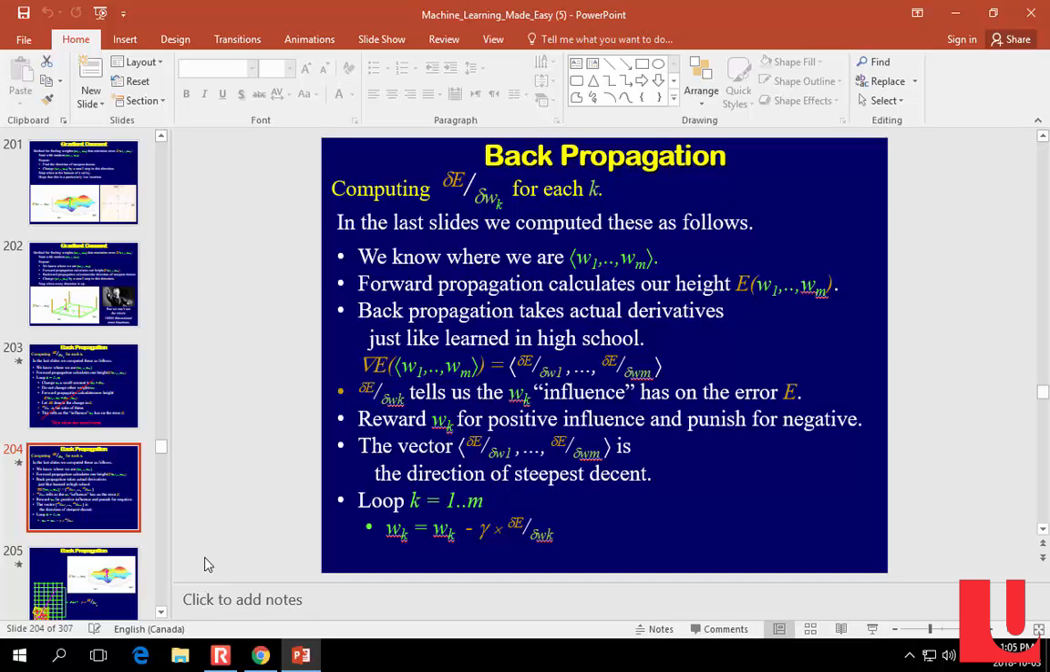So the direction of steepest ascent, because it's going up. Yes. It's going up. How do we know? We calculate the derivatives, and that tells us the direction of steepest ascent. And then what do we do? We go in the opposite direction. We descend. So we have to go in the opposite direction. Yes. Right, that's why we're subtracting.